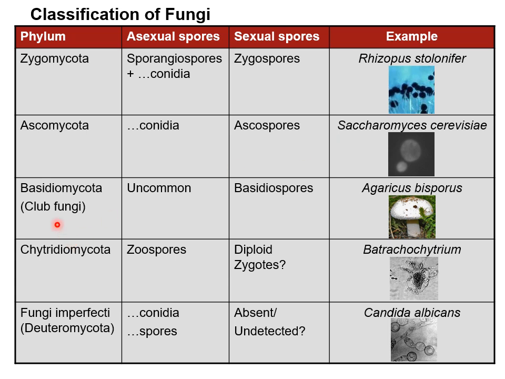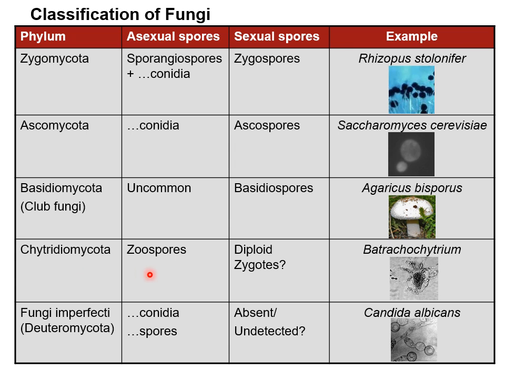The Basidiomycota, or the club fungi, their sexual spores are the basidiospores, and usually people have not really detected asexual spores for the most part, so it's uncommon to see asexual spores. So they mostly form basidiospores, which are sexual spores. And one example of a basidiomycete or club fungus is Agaricus bisporus, which is the mushrooms that we consume, the white button mushrooms.